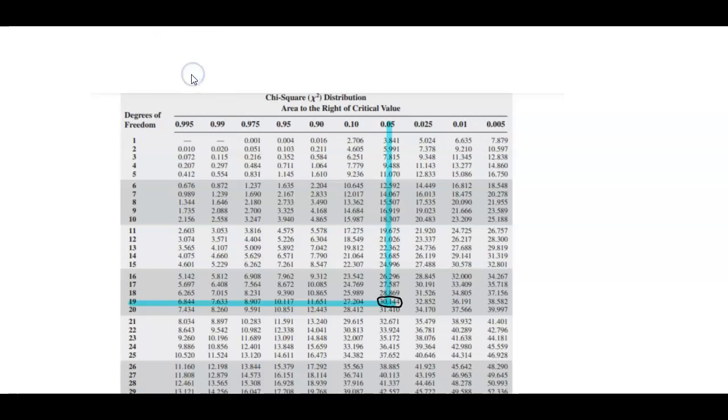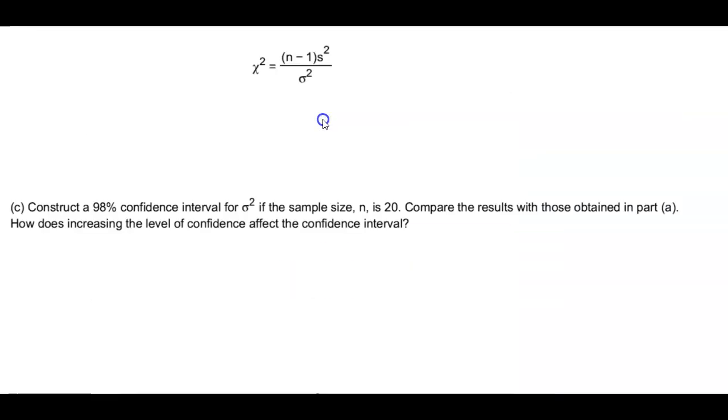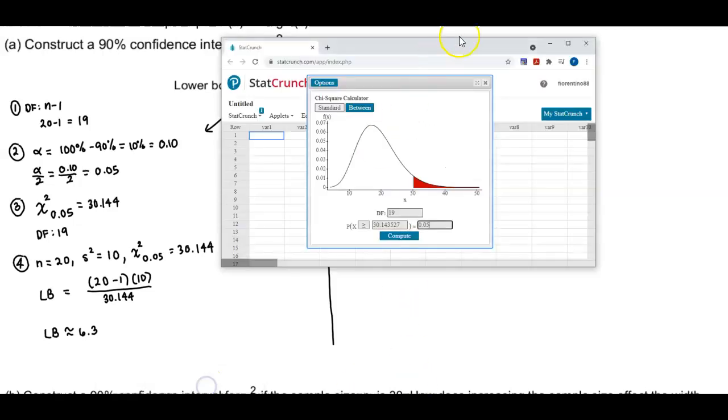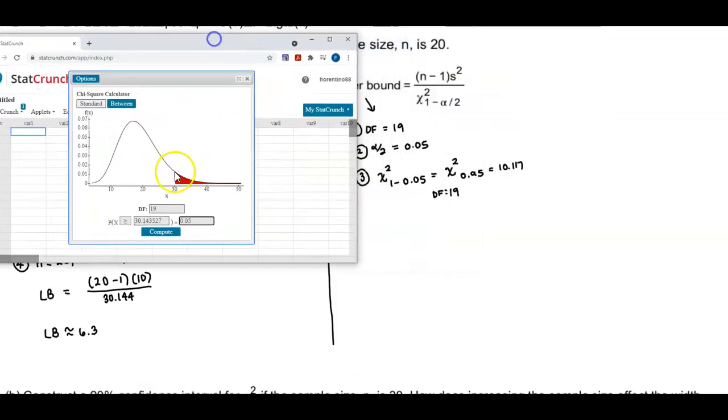So we have 19 and we're looking for 0.95. There is 0.95, and we get the critical chi-square value to be 10.117. So that's going to equal 10.117. Now, if we wanted to use StatCrunch, we're looking for that area, which means we're looking for 0.95.